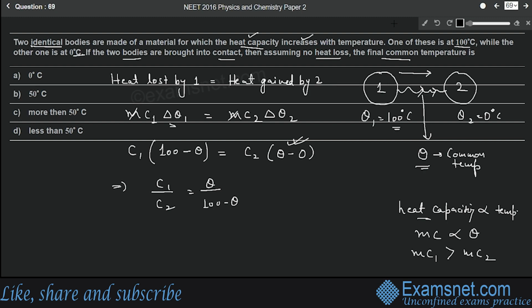Because the temperature of the first body is greater than the temperature of the second body, the heat capacity of the first body will also be greater than the heat capacity of the second body. Now since mass is the same, C1 will be greater than C2. So the C1 by C2 ratio will be greater than 1, and this ratio will be a positive value.